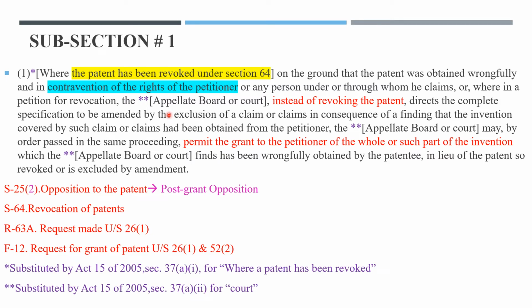So you can again go through this subsection and observe the key phrases and some important points. So, for example, contravention of the rights of the petitioner, instead of revoking the patent, permit the grant to the petitioner of the whole or such part of the invention, etc. So I hope, friends, now it is pretty much clear to you. Okay. Fine. Let us proceed.